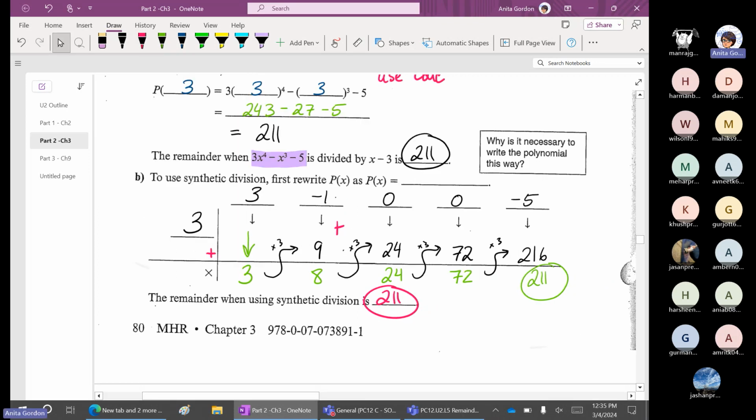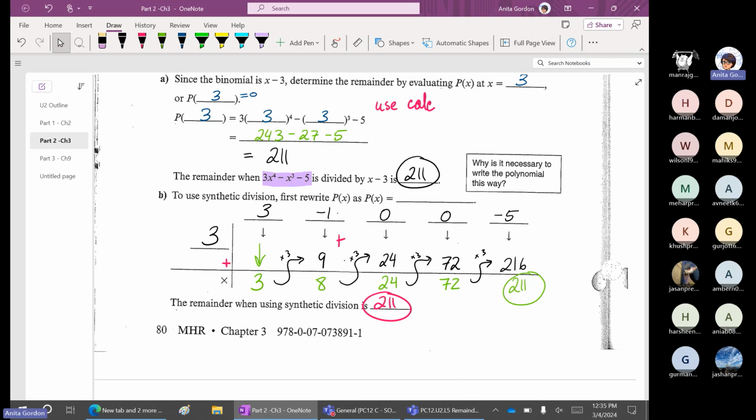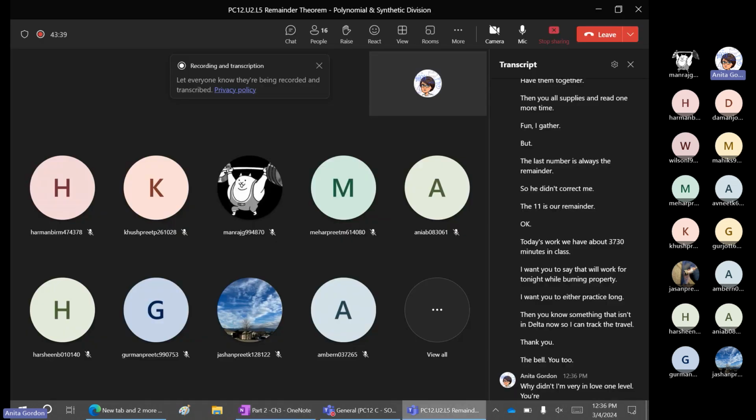Okay. Today's homework, we have just under 30 minutes in class. I want you to save textbook homework for tonight. While we're in class today, I want you to either practice long division or synthetic division in Delta Math so I can track your progress. Okay? So until the bell, you choose long division or synthetic division, level 1, level 2. You're aiming for 3 in a row correct.